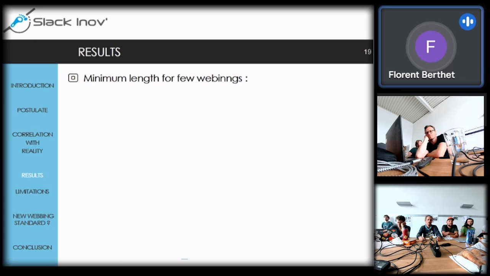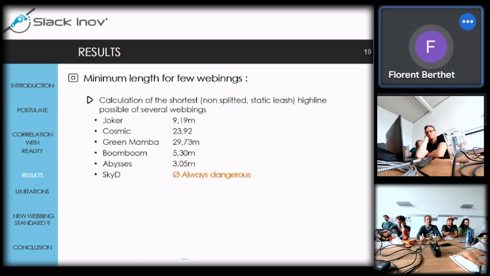For all of the webbings that I calculated, I have the minimum length below. They are always short. Joker is 9 meters long. The Cosmic, we cannot use below 23 meters long, 24 let's say. The Green Mamba, we cannot use below 30 meters long, and the same for Boom Boom Abysses. And the really important point is that for the Skydy, my calculations showed that it's always dangerous to use the Skydy in highline.